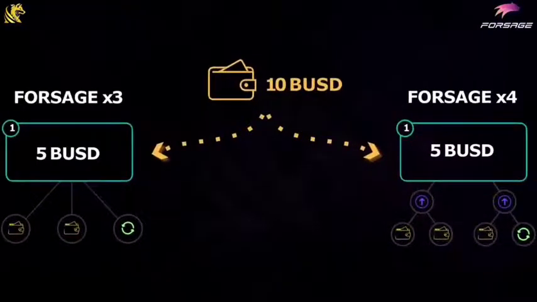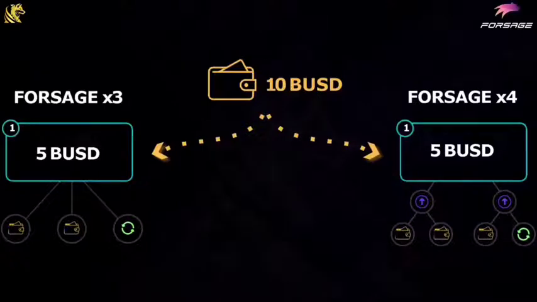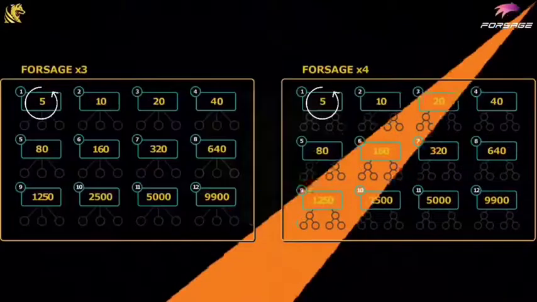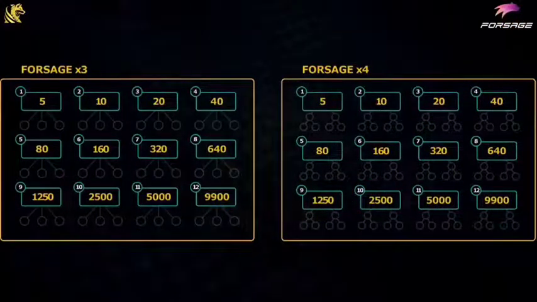So let's learn how you can register with Forsage. To get registered, you will activate X3 and X4 all together with 10 BUSD. Here 5 BUSD will go to X3 and 5 BUSD will go to X4. So now 1 slot each in X3 and X4 is activated. Now you can choose to upgrade any of the slots in X3 or X4 individually.